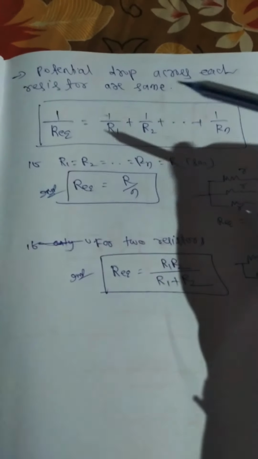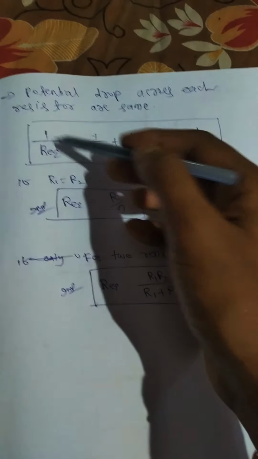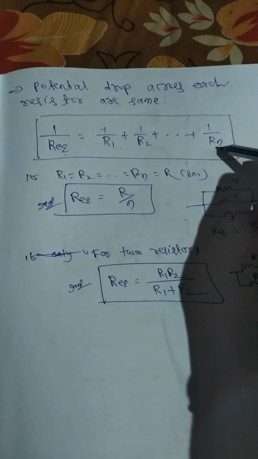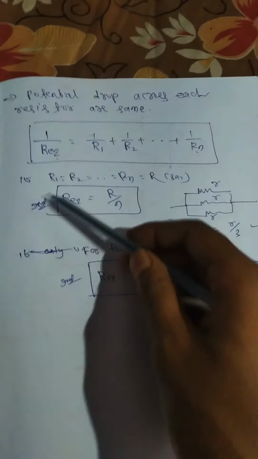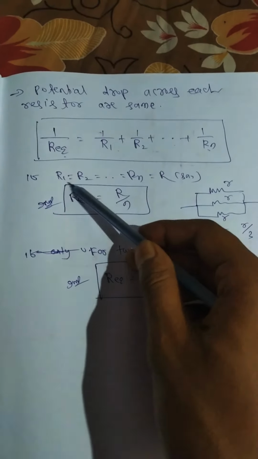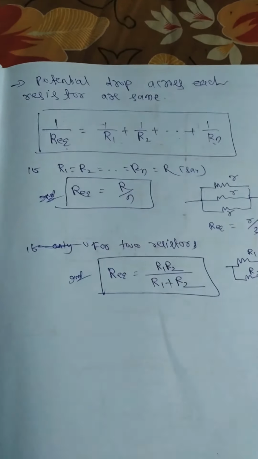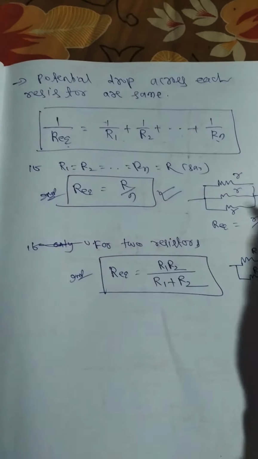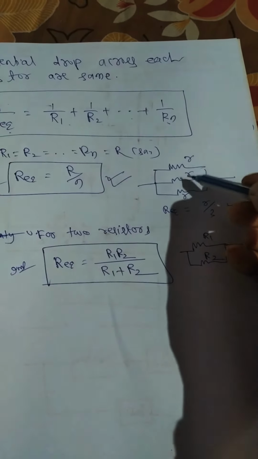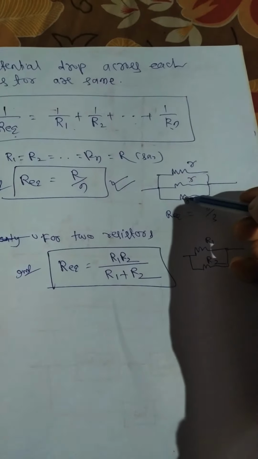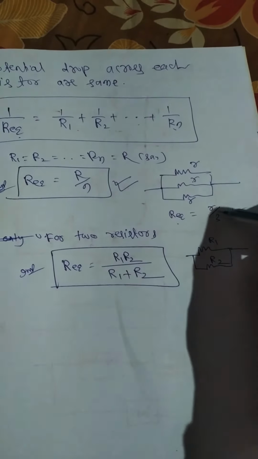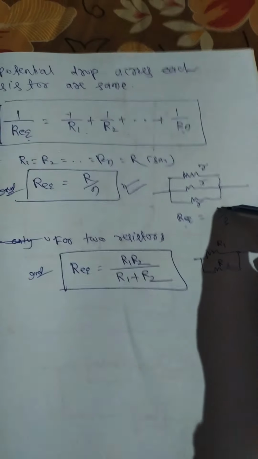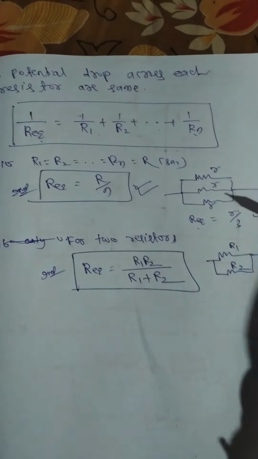R equivalent is given by 1 by R equivalent equals 1 by R1 plus 1 by R2 up to 1 by Rn. If all the resistors are the same, suppose R1, R2 and Rn are equal to R, then R equivalent is given by R by n. Like if three resistors R are in parallel grouping, R equivalent is R by 3. Simple. The number of resistors is 3, so R by 3.